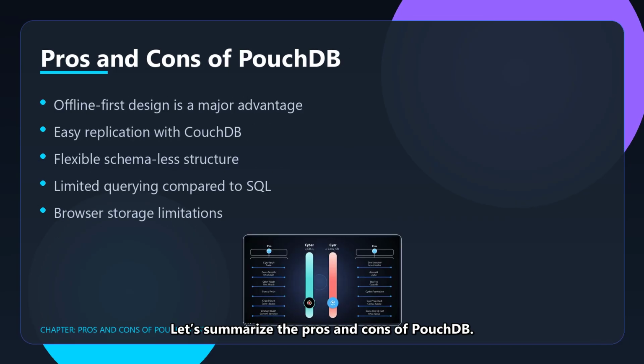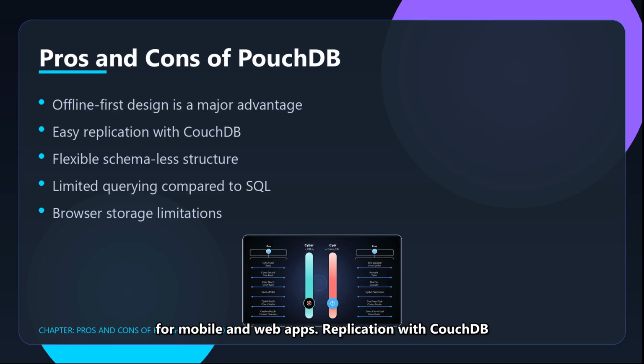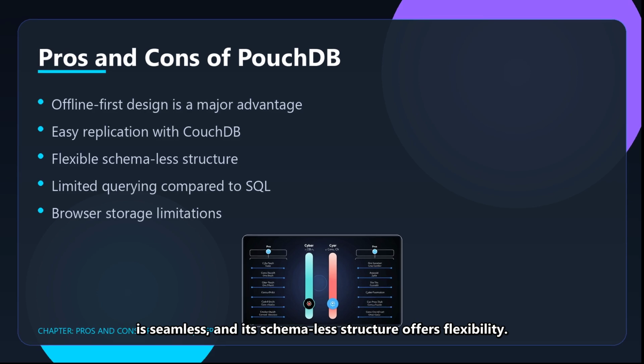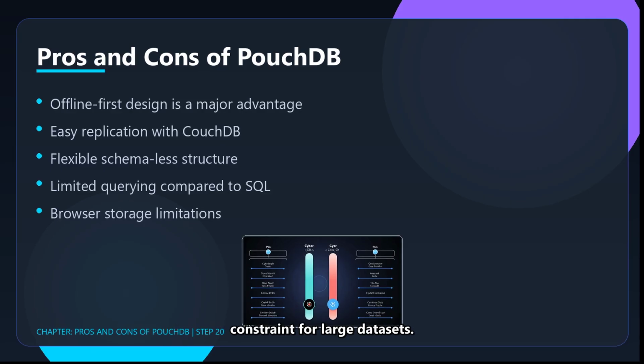Let's summarize the pros and cons of PouchDB. Its offline-first design is a major advantage, especially for mobile and web apps. Replication with CouchDB is seamless, and its schemaless structure offers flexibility. However, querying is more limited compared to SQL databases, and browser storage limitations can be a constraint for large datasets.